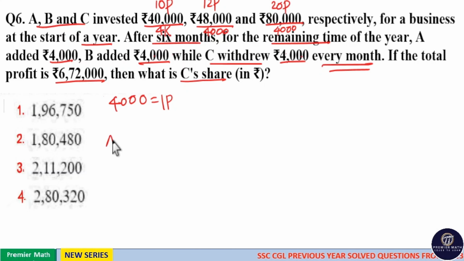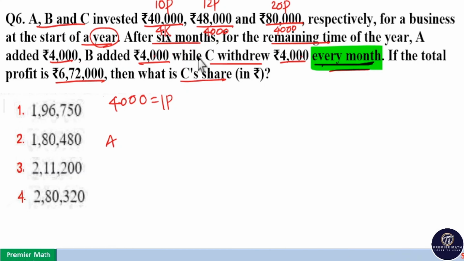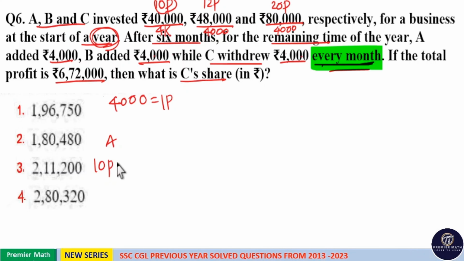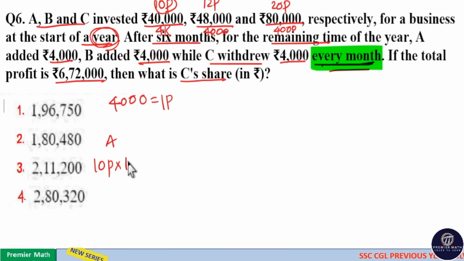Now, write ABC's share. Here, I'll calculate investment for a month. Usually investment is calculated for a year, but here A and B added 4,000 every month. So I'll calculate it for a month. Now A's share is 10 part for 1 year. A invested 10 part for 1 year. 1 year means 12 months.